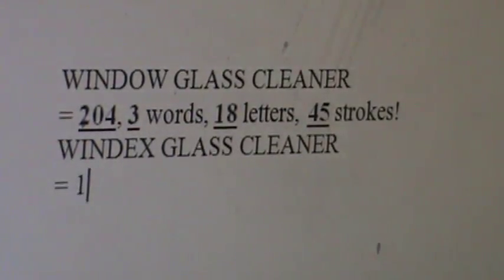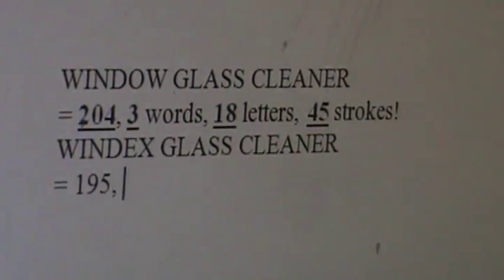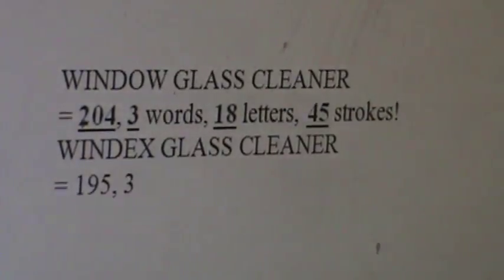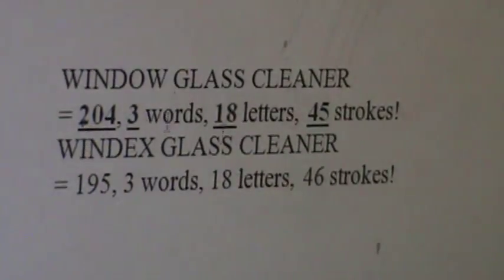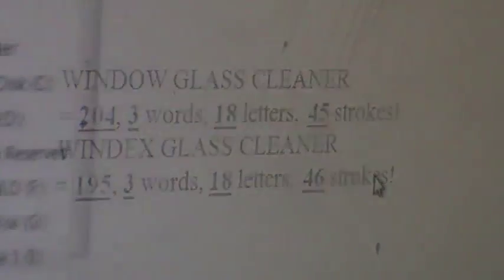Windex is 9 points less than window, and it's not... well, whatever: 19 words, still 18 letters, of course, 46 strokes, one stroke higher. 46 is a double of 23, which is the ninth prime. There's a lot of three glorification that comes out of it. Okay, but that was absolutely awesome.